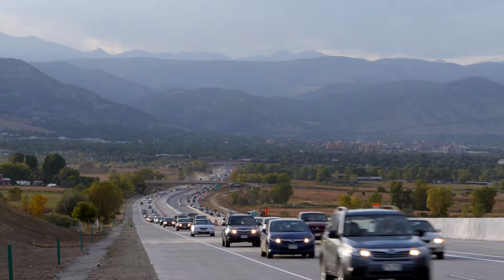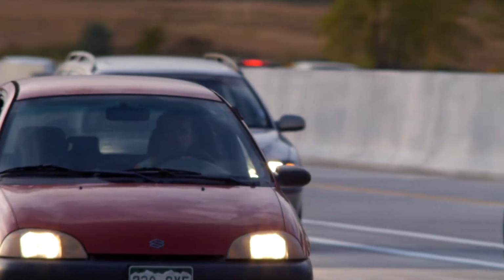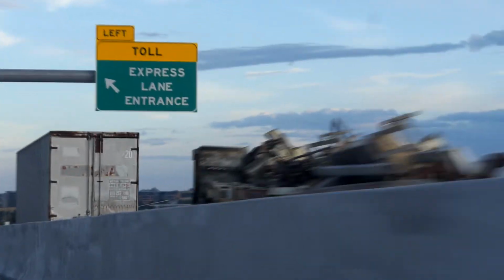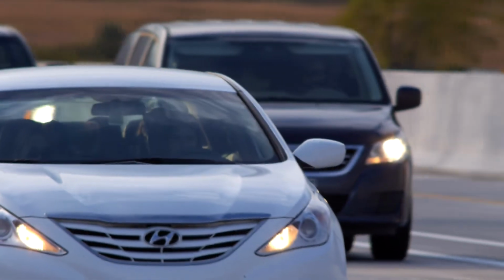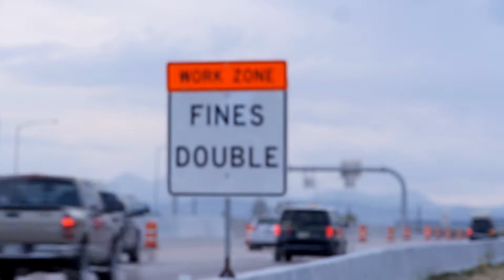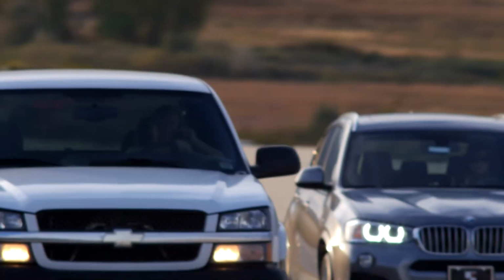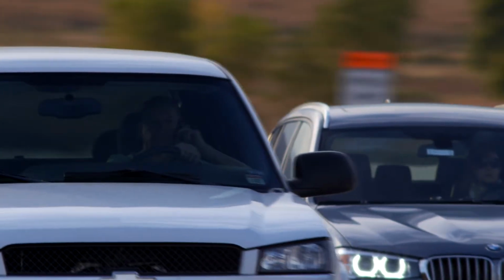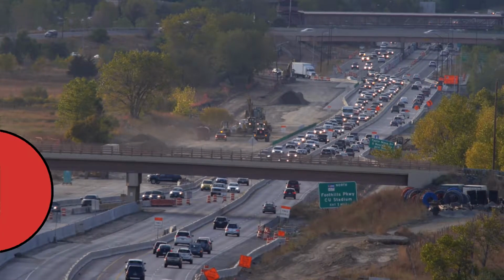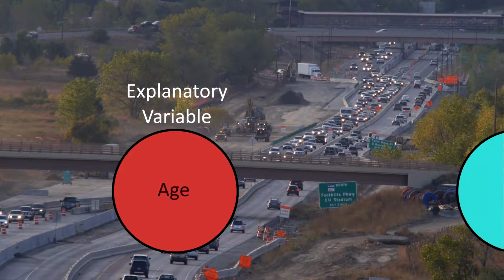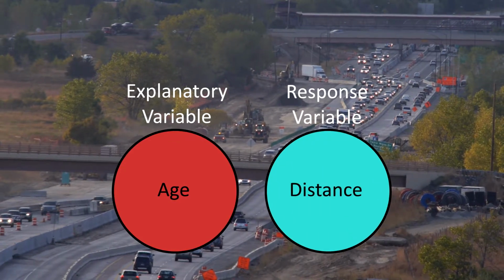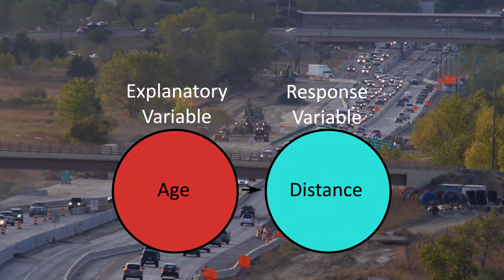A Pennsylvania research firm conducted a study in which 30 drivers of ages 18 to 82 years old were sampled. For each one, the maximum distance in feet at which he or she could read a newly designed sign was determined. The goal of this study was to explore the relationship between a driver's age and the maximum distance at which signs were legible. The explanatory variable is age, and the response variable is distance.